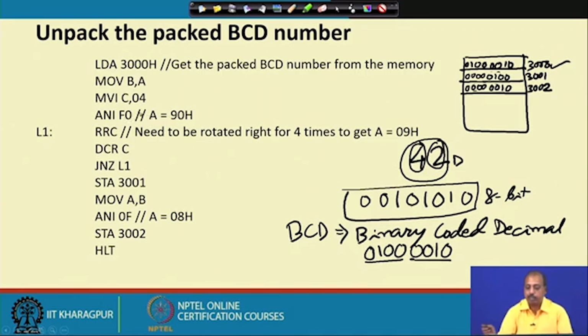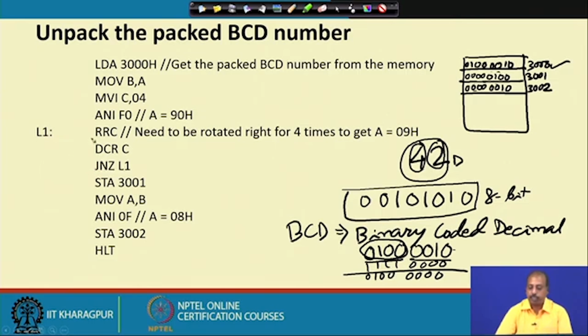From this number I want to get only this upper part, so the lower part I want to convert to 0. If I AND with F0, that is ANDing with 1 1 1 1 0 0 0 0, the result is 0 1 0 0 0 0 0 0. Then we do a rotate right through carry. C is initialized to 4, so we decrement C, and with JNZ L1 this loop will be repeated 4 times.